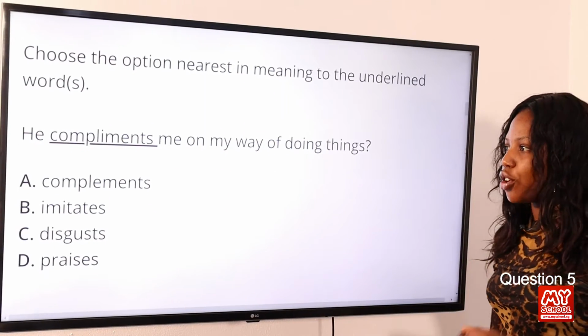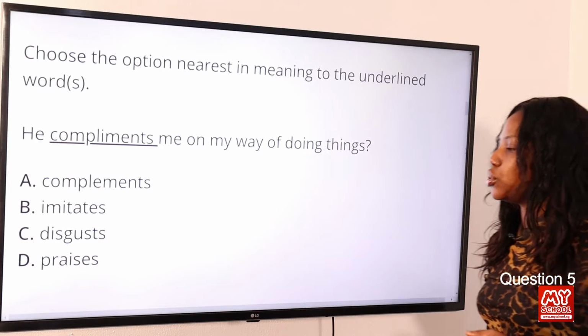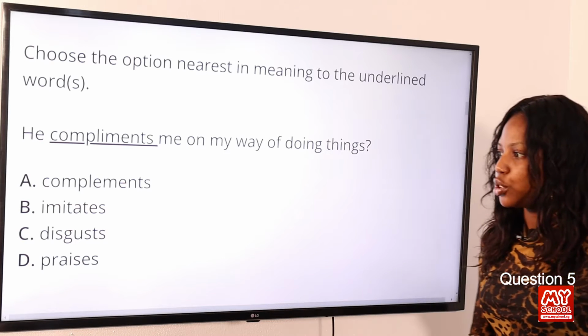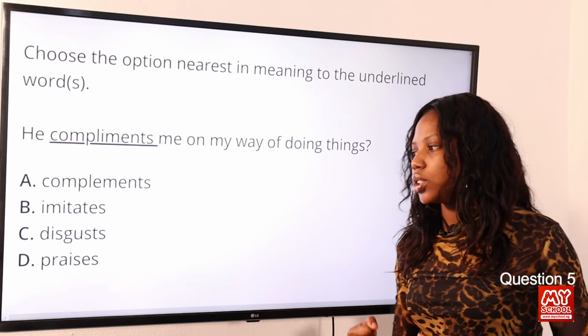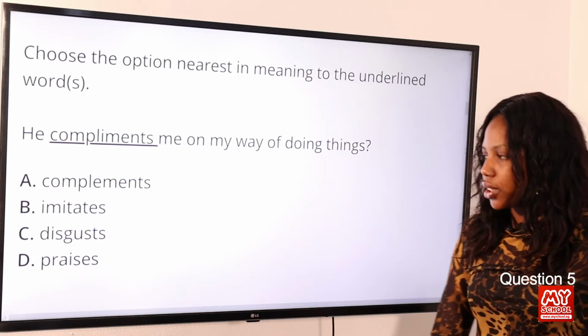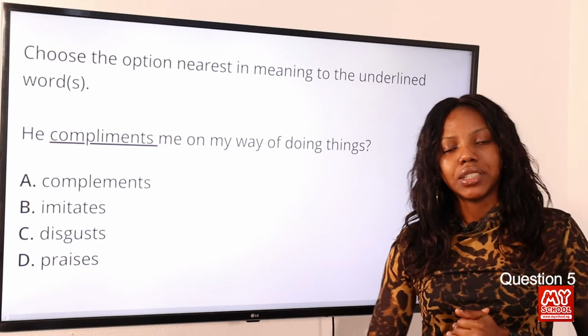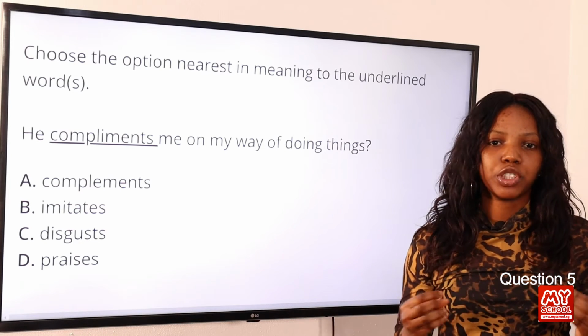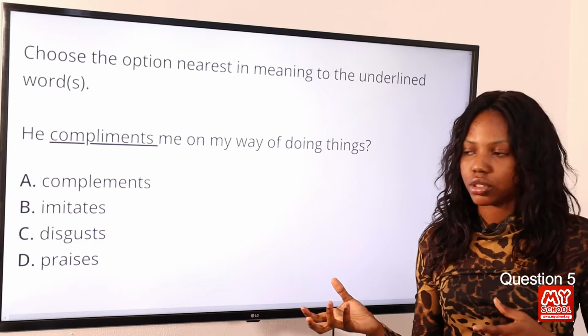Question 5. It compliments me on my way of doing things. Option A, compliment. Option B, imitate. Option C, disgust. Option D, praises. So the word underlined is compliment, and it means an expression of praise or admiration.